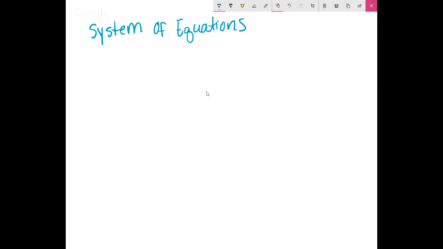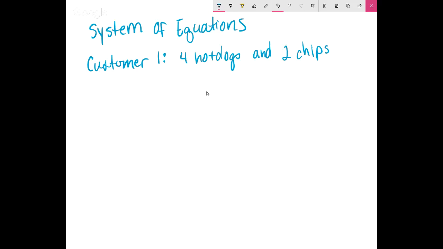So she says a vendor sells hot dogs and bags of potato chips. So we got hot dogs and chips. A customer buys 4 hot dogs. So customer one buys 4 hot dogs and 2 bags of chips for $9. I'm going to say chips for $9. And then customer two buys 5 hot dogs and 3 bags of chips. 5 hot dogs.